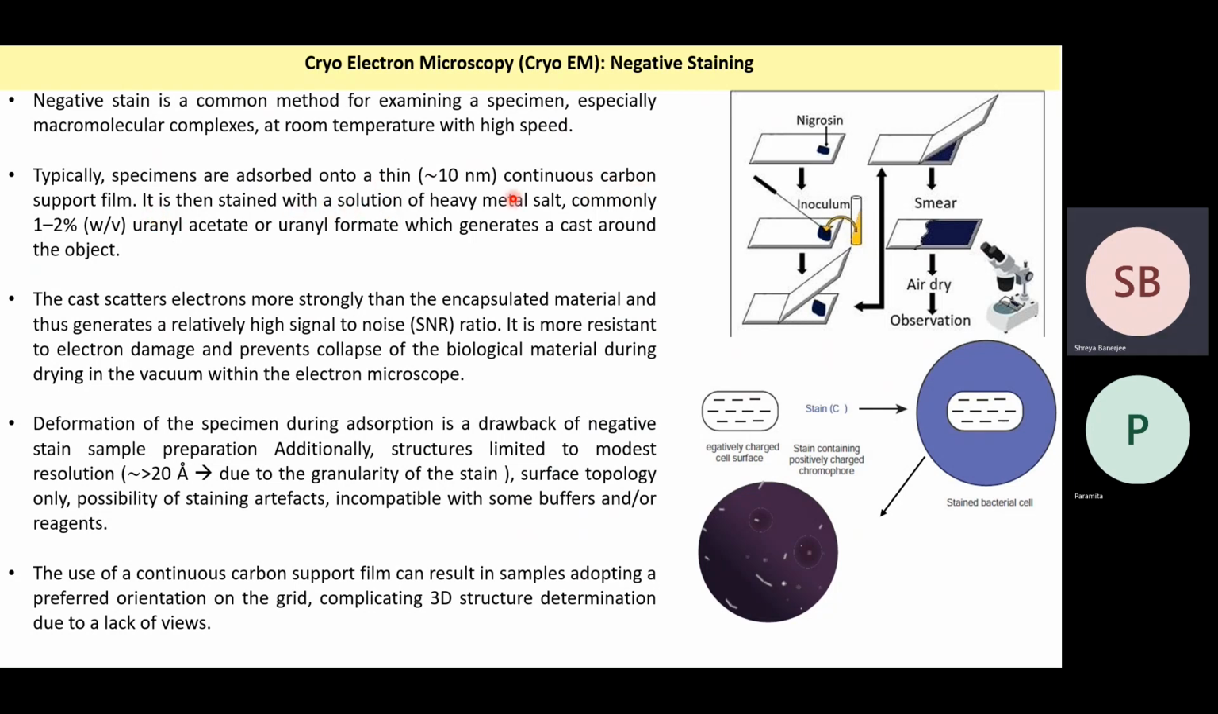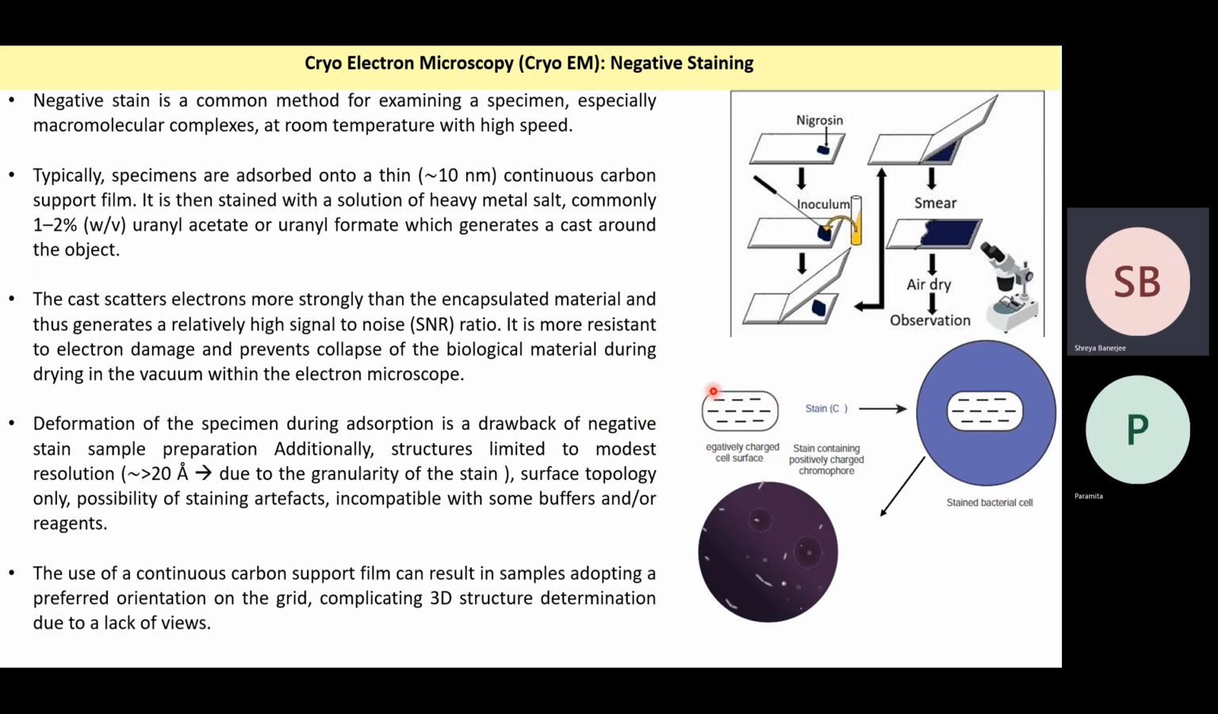It is then stained with a solution of heavy metal salt, commonly 1 to 2% uranyl acetate or formate, which generates a cast around the object. The cast scatters electrons more strongly than the encapsulated material and thus generates a relatively high signal to noise ratio. It is more resistant to electron damage and prevents collapse of the biological material during drying in vacuum within the electron microscope.